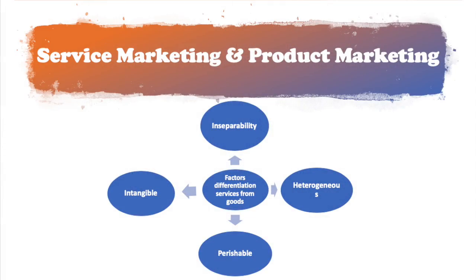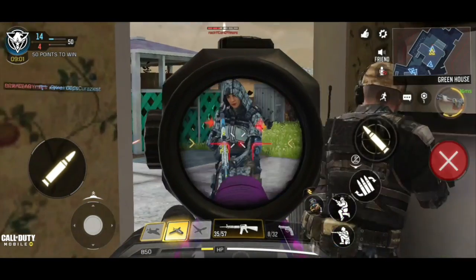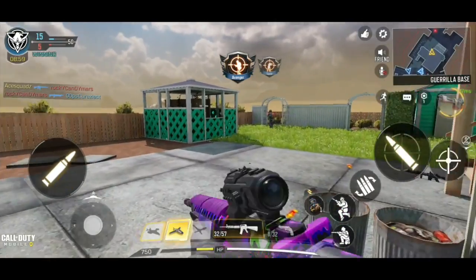Learning the difference between service marketing and product marketing is another key idea of this presentation. The 4 factors that differentiate are intangibility, inseparability, heterogeneity, and perishability. We will look more deeply into these in the next few slides.